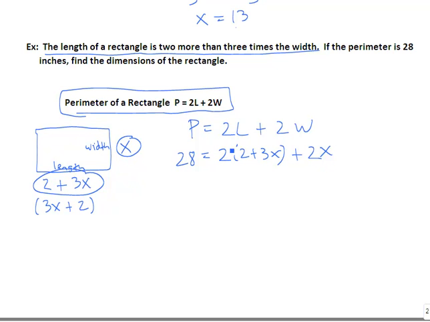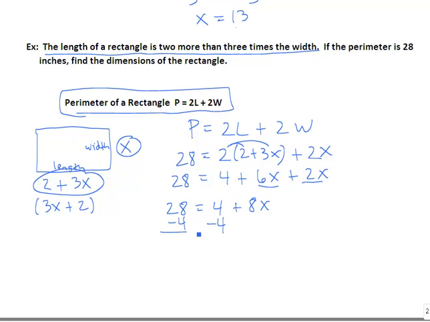Since we have parentheses involved, I'm going to distribute across to get rid of the parentheses, and I get 28 equals 4 plus 6x plus 2x. We have a couple like terms on the right-hand side, so 28 equals 4 plus 8x. X is on the right side, so I'm going to get the numbers on the left side, so let's subtract 4. And I get 24 equals 8x. Divide both sides by 8, and we get x equals 3.